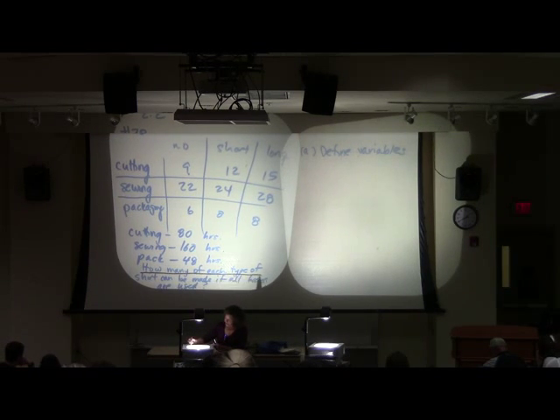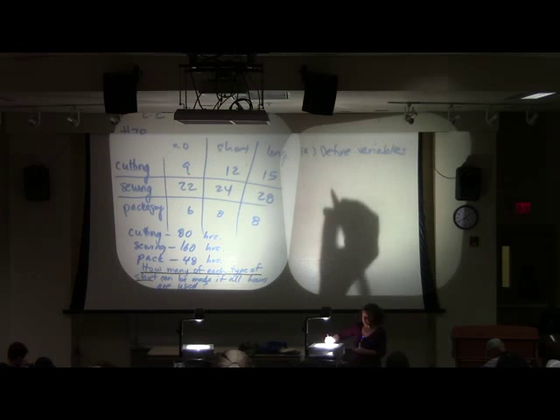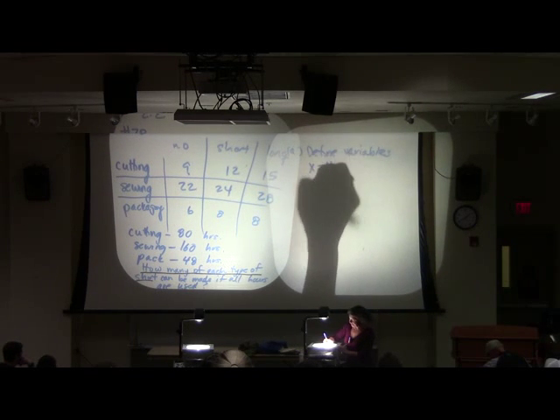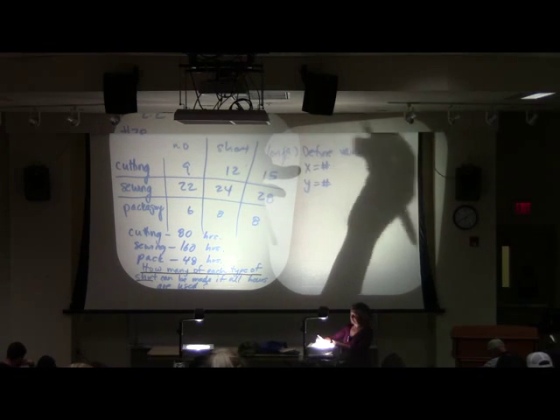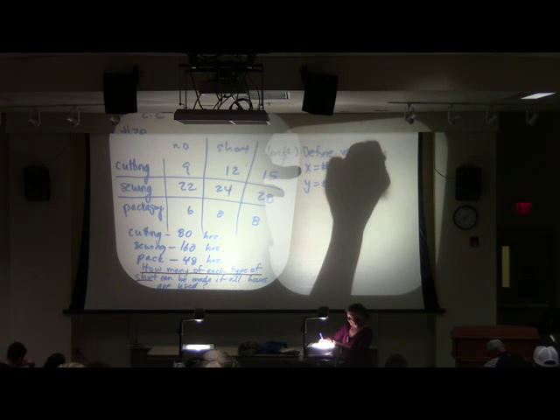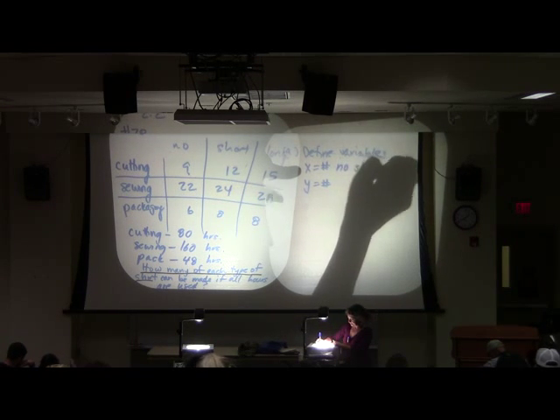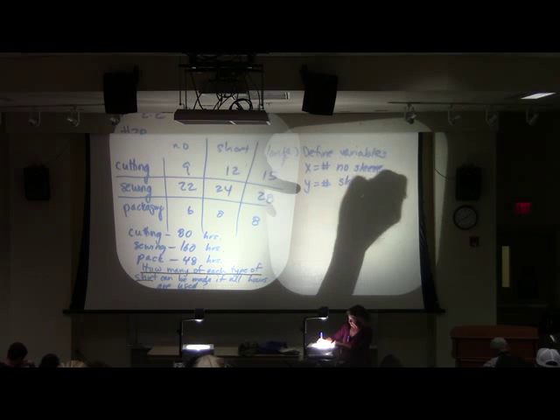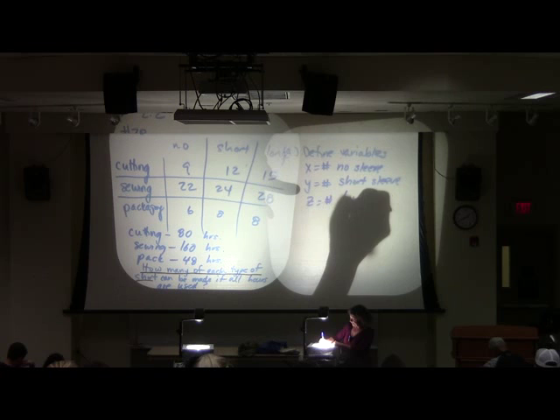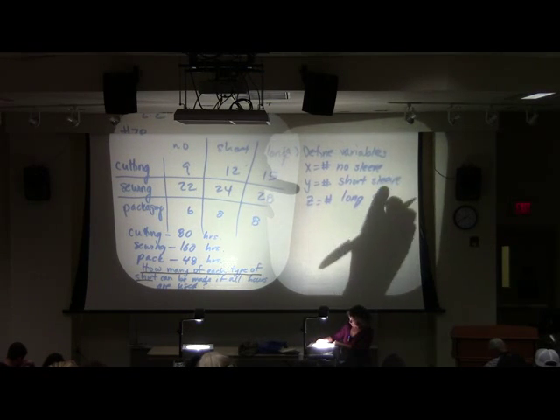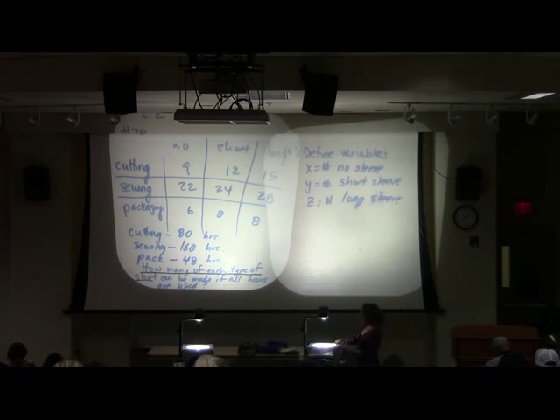How many of each type of shirt? Isn't that what we're looking for? So, again, due to my lack of originality, I'll use X, Y, and Z. I'll let X be the number of groups, because they were given in dozens, of no sleeve shirts. I'll let Y be the number of short sleeve shirts, or the packet of them. And then finally, we'll let Z be the number of groups of our long sleeve shirts.